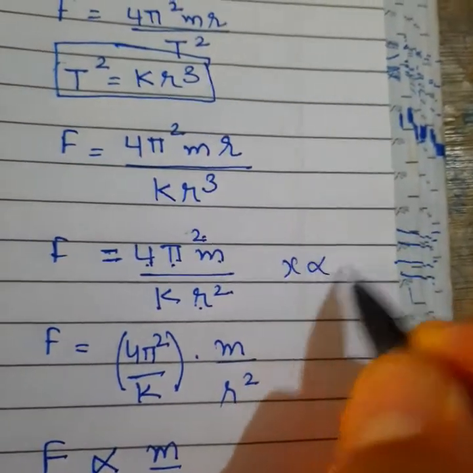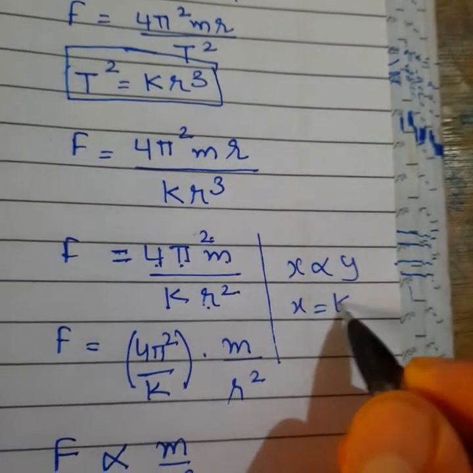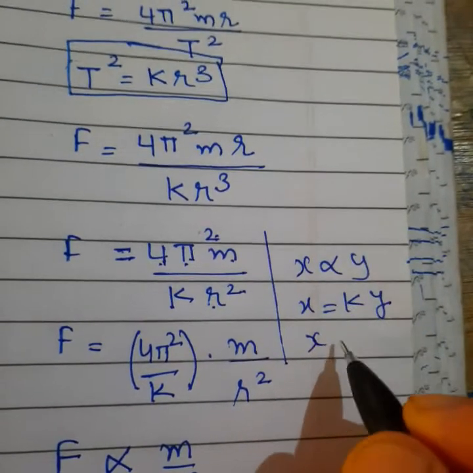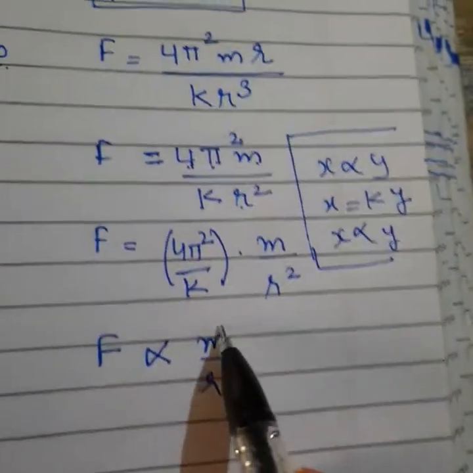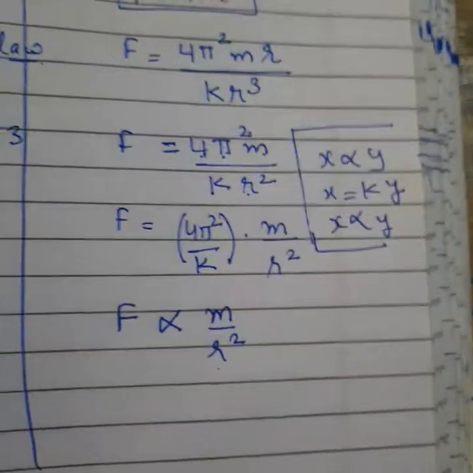Say yes or no. Listen one thing. If x is proportional to y, then if you remove the proportionality you will get a constant, k y. Or if you remove this constant value, again we will get the proportionality sign here. So this is the base of it. Clear? So we got here that F is directly proportional to m by r square. Derivation is not completed.